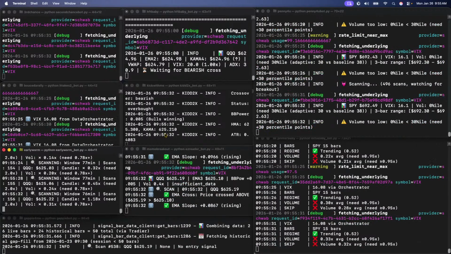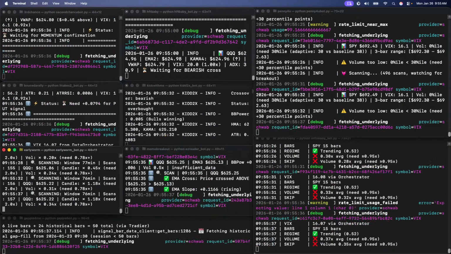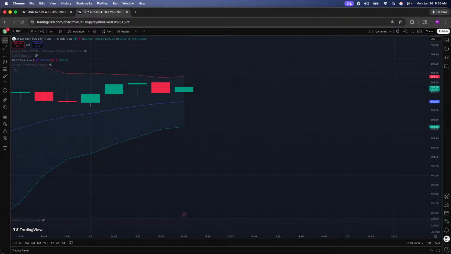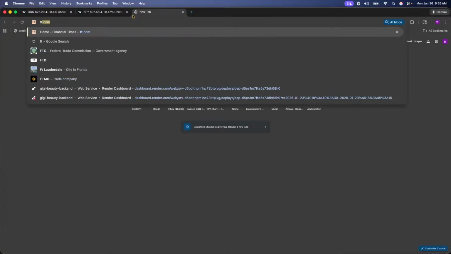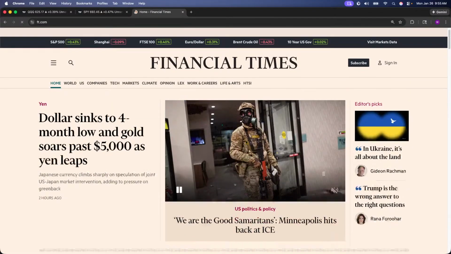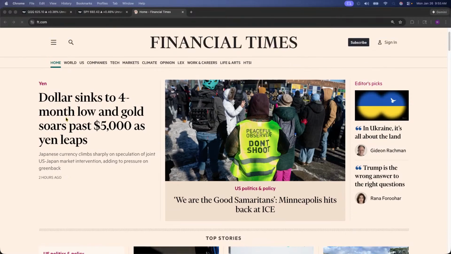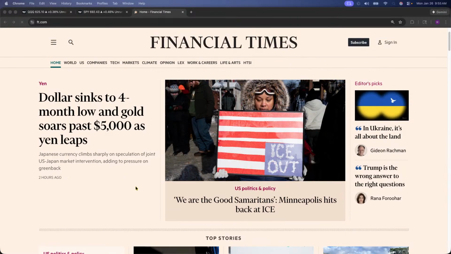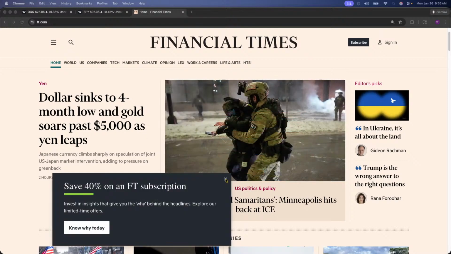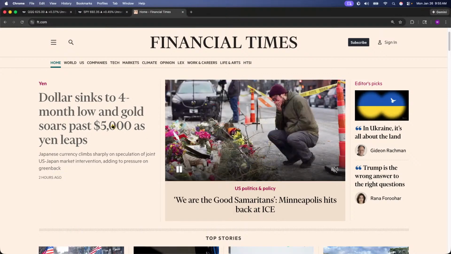All right, let's go look at the news. Excuse me, I didn't want to cough in your ear. Let's go see what you're screaming. FT. Oh, okay, this is the first thing you're looking at. That's crazy. Dollar shrinks to 4-month low and gold soars past 5,000 as the yen leaps. Let's go check this out.